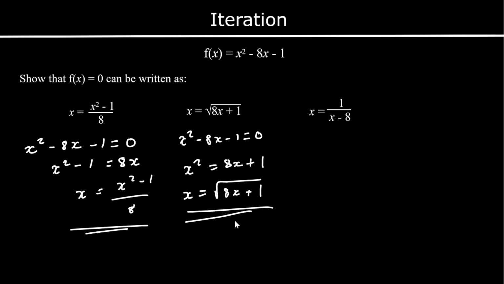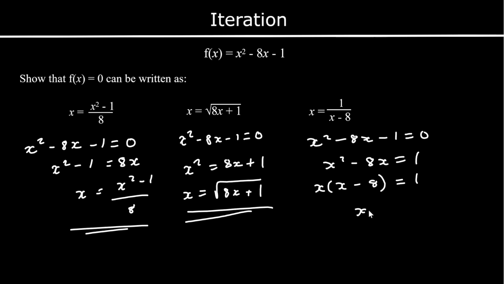And the last one, we want to divide by x minus 8. So let's get the 1 by itself. So plus 1 to both sides, x squared minus 8x equals 1. Then factorize out the x. So x times x minus 8 equals 1. Divide both sides by x minus 8. We get x equals 1 over x minus 8.